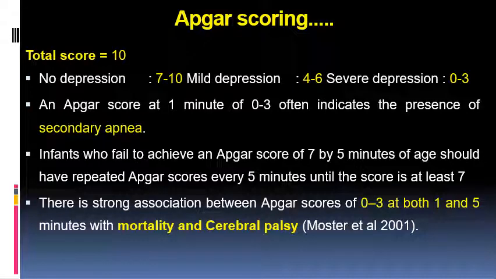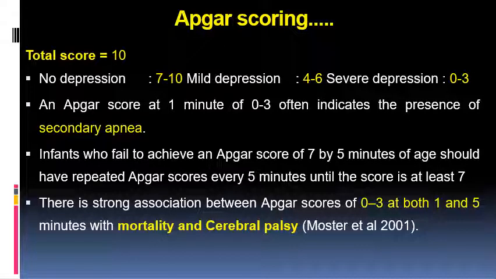Now, how to interpret these values? As I mentioned earlier, the total score is going to be 10. If the score is between 7 to 10, you can say there is no respiratory depression in the newborn. If the score is between 4 to 6, then you have to understand that there is mild respiratory depression the baby is experiencing. And if the score is between 0 to 3, it is the indication that the child is having severe respiratory depression.